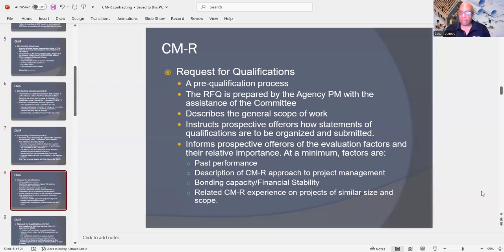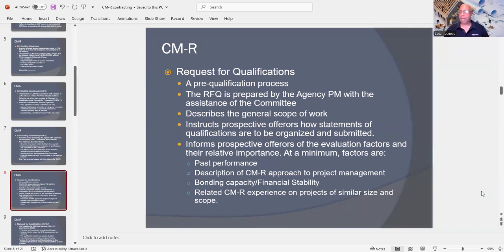Now we get into what I have explained to you, what the RFQ is. The RFQ is the request for qualifications. So basically, it's a pre-qualification process. The RFQ is going to be prepared by the agency project manager with the assistance of the committee. And what's in the RFQ? It's going to describe the general scope of work. And it's going to instruct prospective offerers how statements of qualifications are to be organized and then submitted. And it's going to inform the prospective offerers of the evaluation factors and their relative importance.